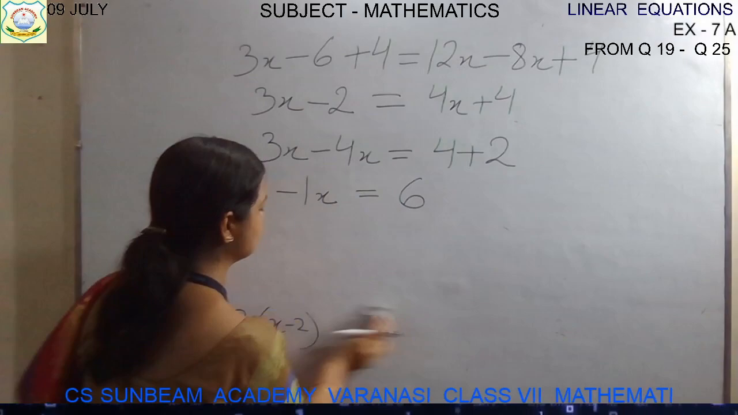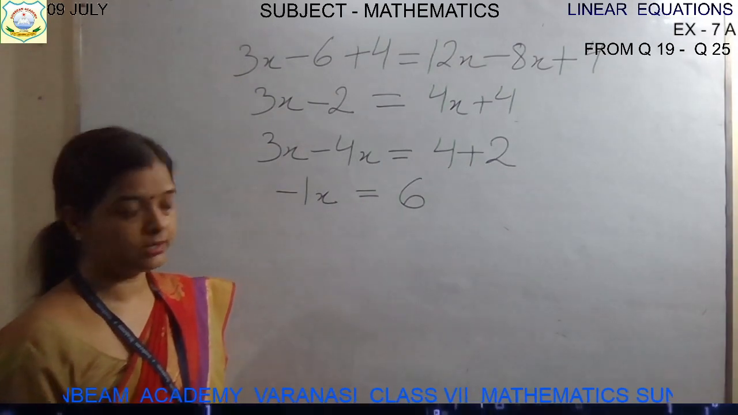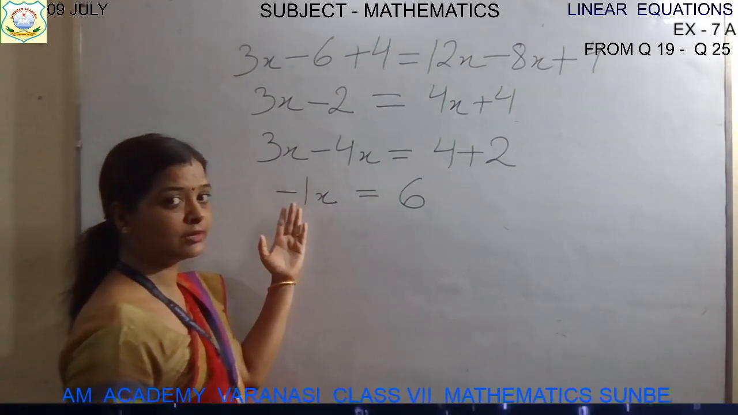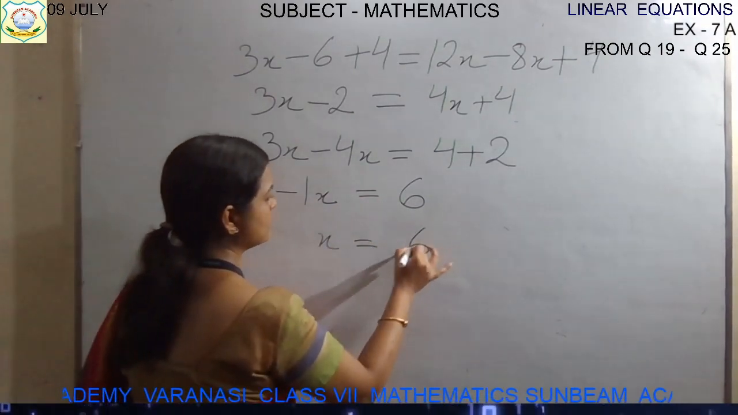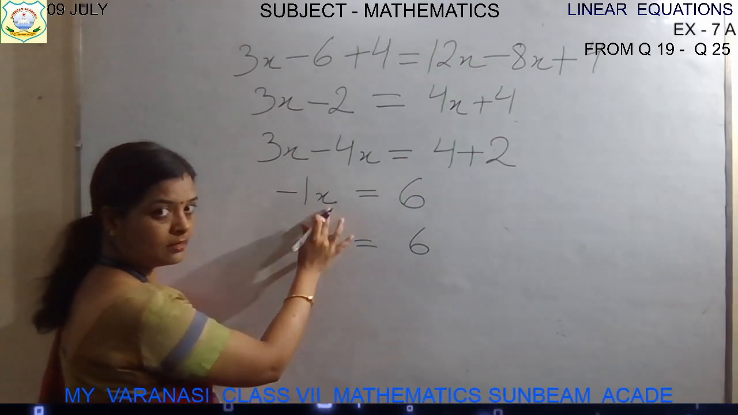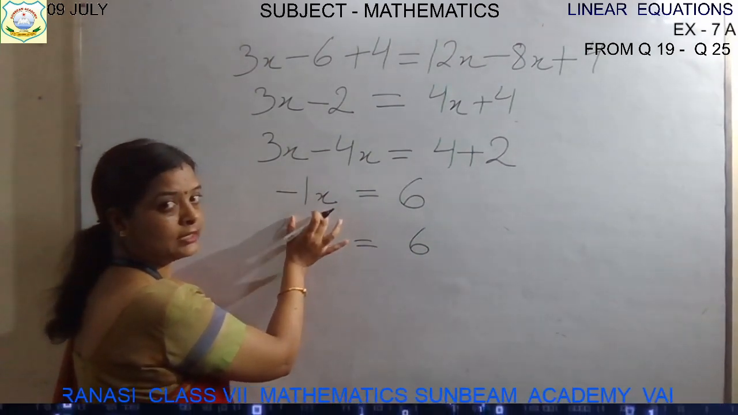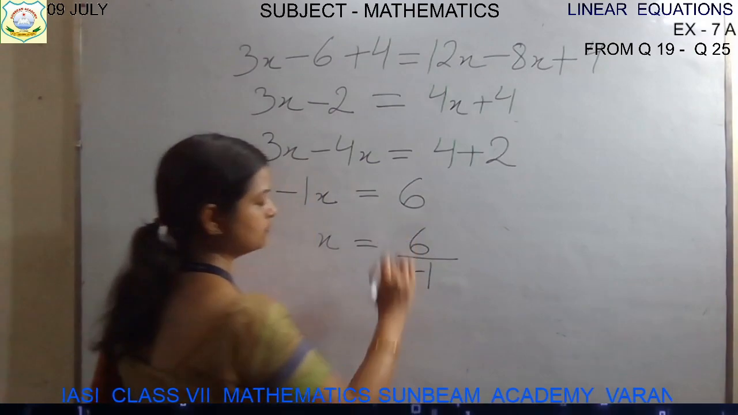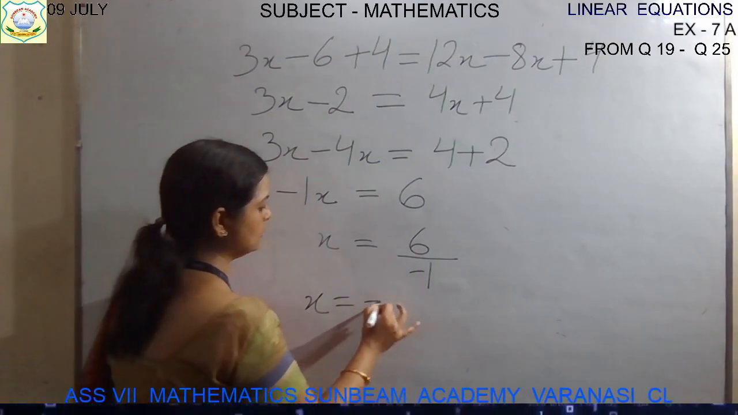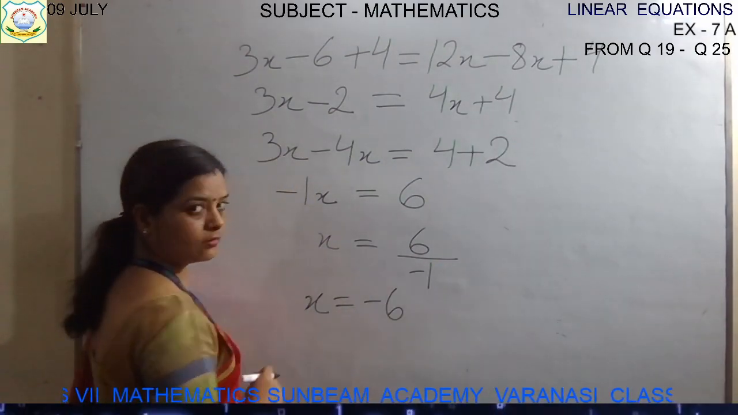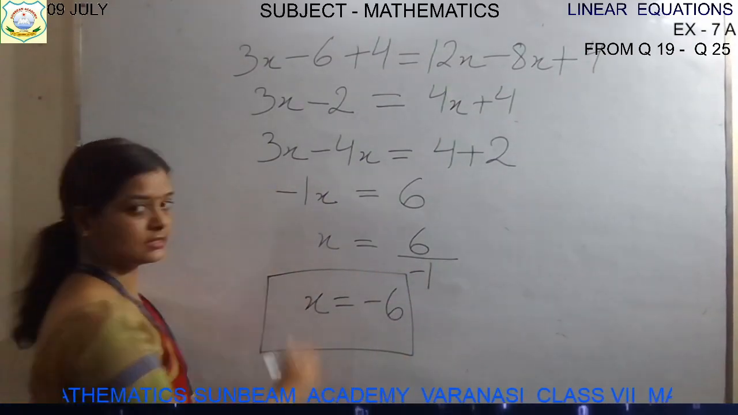Now the next step: always we have to find the positive variable, children. So you have to transpose this minus 1 to the right hand side. So x is equal to 6. This is in multiplication, so when it is transposed to RHS, it will go to division. So divided by minus 1. When you simplify this, x is equal to minus 6. Only minus 6; the sign will remain. So x is equal to minus 6. This is my answer.